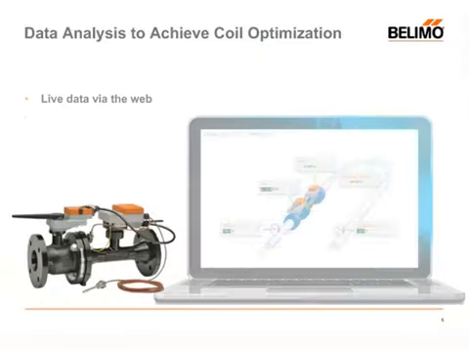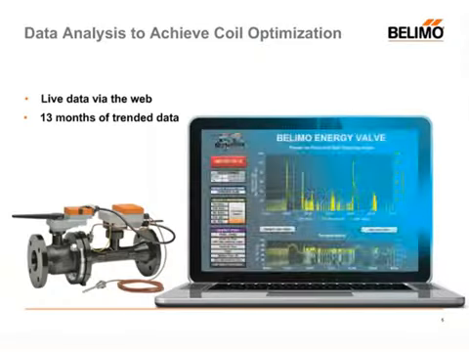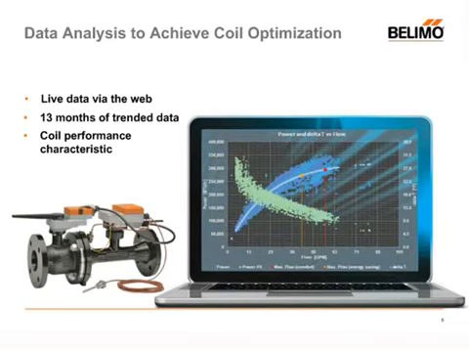So here we talk very quickly about data analysis to achieve coil optimization. We have a couple of things going on here that are very prominent within this valve. As I mentioned, we have live data via the web. We have 13 months worth of trended data, and I'm going to walk through how the actuator stores that coming up. And that also allows us to create a coil performance characteristic.